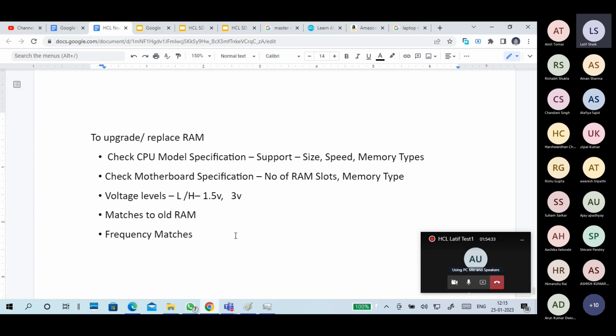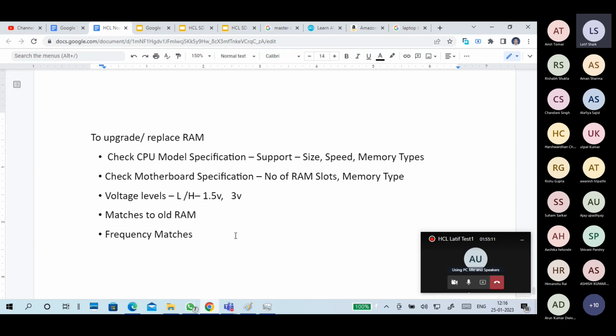Check that the CPU and motherboard both support it. You have to check the number of slots, memory types, total RAM size supported, and speed of the RAM. Also check the voltage levels. If my previous RAM or motherboard supports a low voltage level, then I have to use RAM with low voltage, not high voltage. So it is compulsory to check that it matches your old RAM.